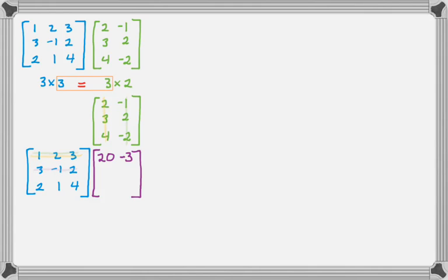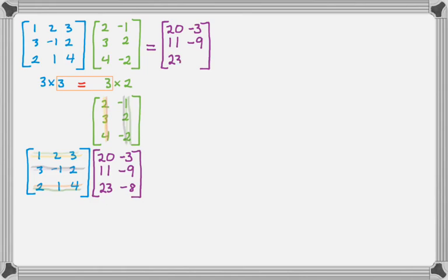Row 2 and column 1, and that'll go right there. And then row 2, column 2, that'll go right there. Row 3, column 1 goes right there. And then row 3, column 2 goes right there. So it's a really nice way of organizing your work, I guess. So that's the answer to that product right there, which is kind of nice.